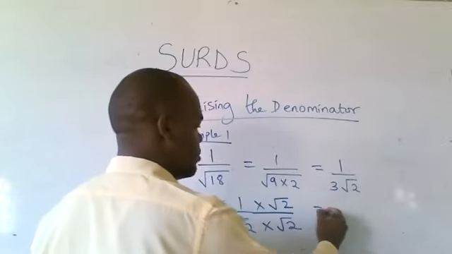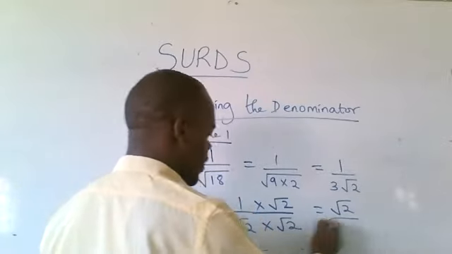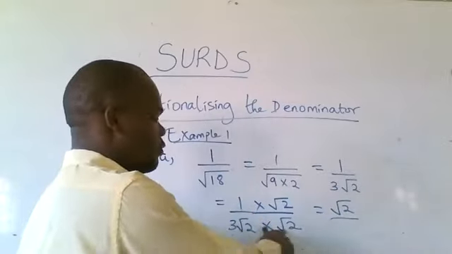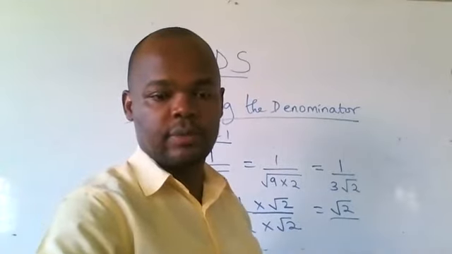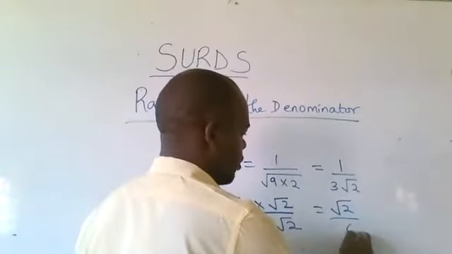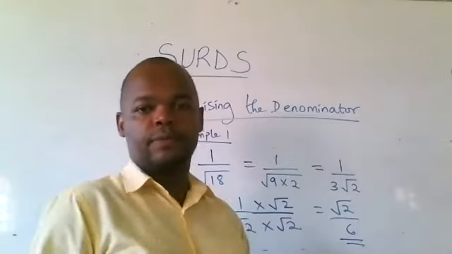And this gives me square root of 2 over 3 times square root of 2 times square root of 2, which is 3 times 2, which is 6. So the answer is square root of 2 over 6.